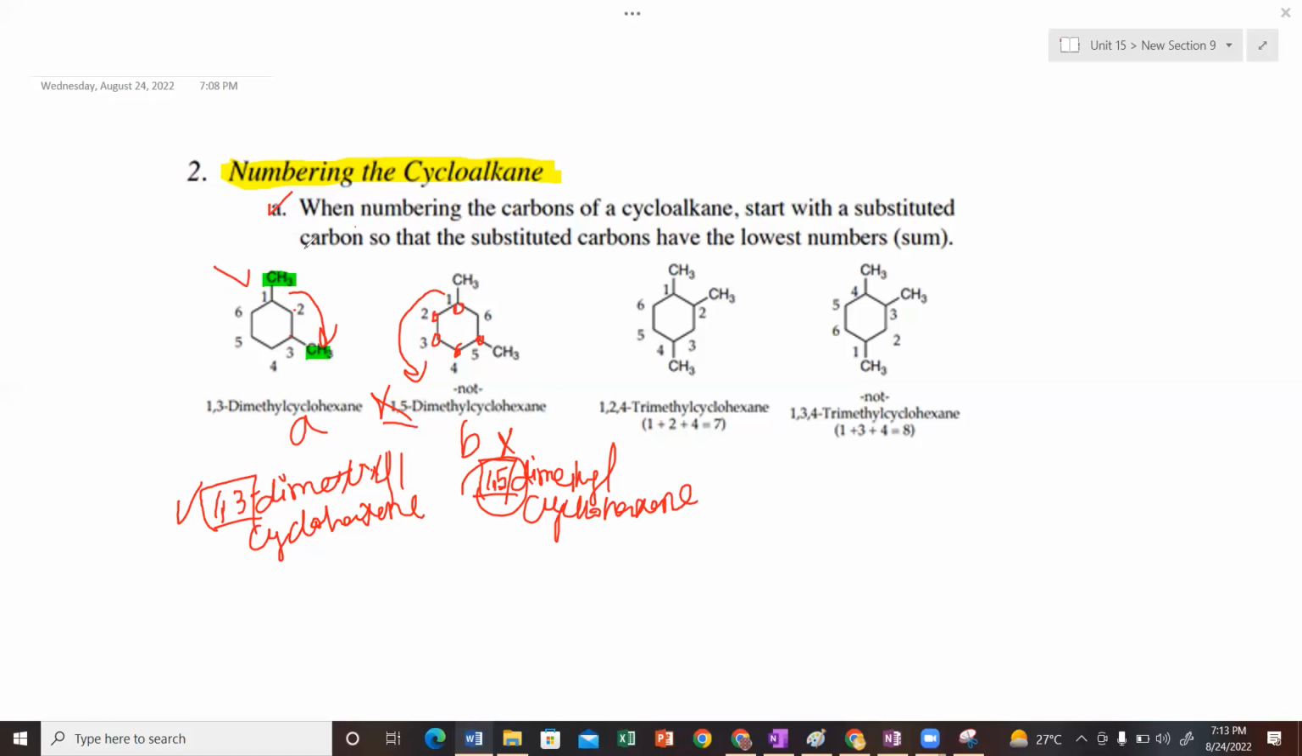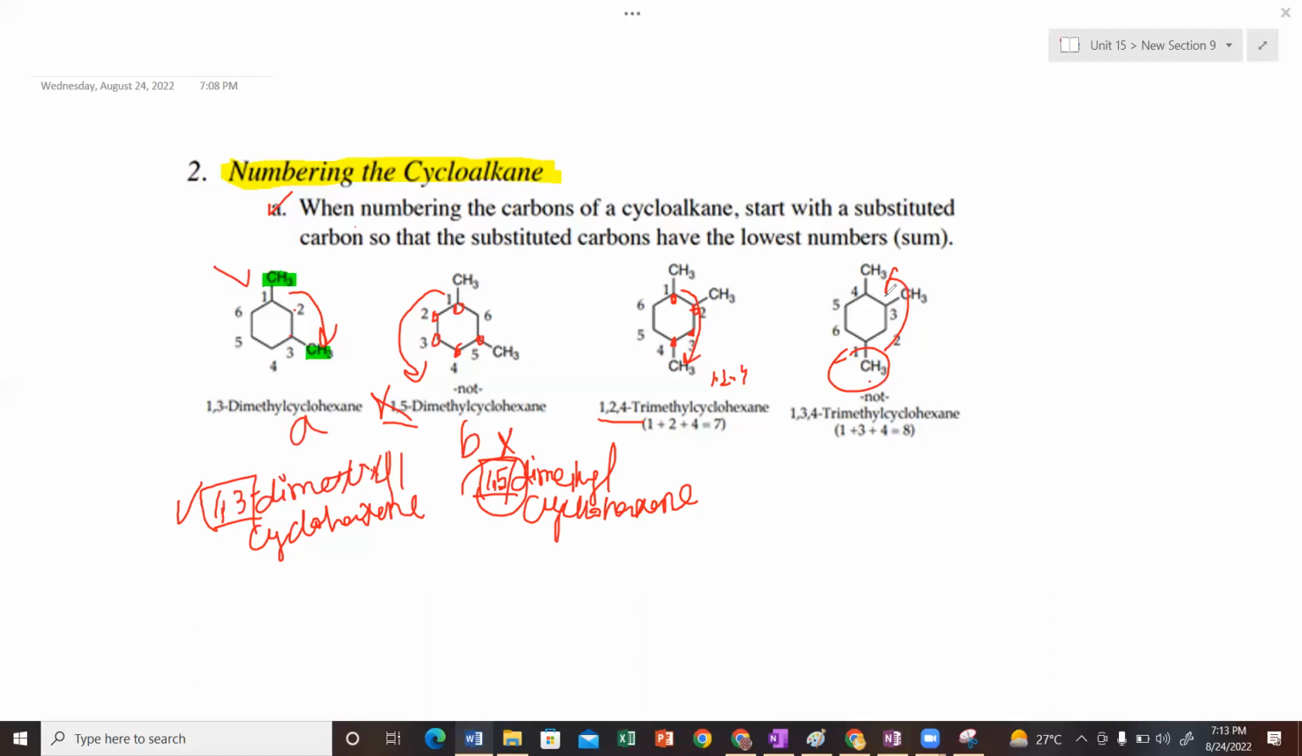Okay, let us do one more example. Here we have three substitution and three are same, right? So if we start numbering in this order, like from this to this side, so we have carbon number 1, 2, 3 and 4. We have three substitution on carbon number 1, 2 and 4. So it could be 1,2,4-trimethyl cyclohexane. But if I start numbering in a wrong pattern, like if I start numbering from this side and follow in this pattern, so it would not be right.